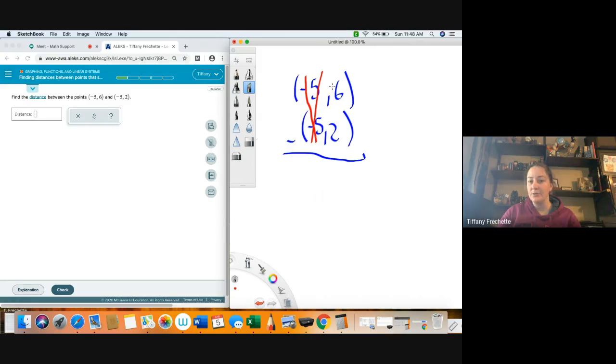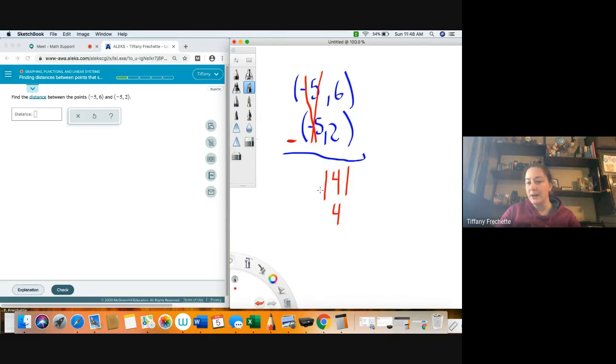I'm going to ignore these 2 points. I care about the ones that don't match. So I'm going to look at 6 minus 2, and we get 4. That's my distance, and it's already positive. We could still do the absolute value, but the absolute value of 4 is 4.